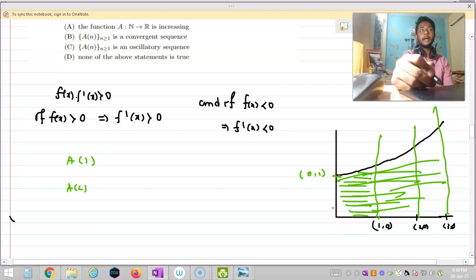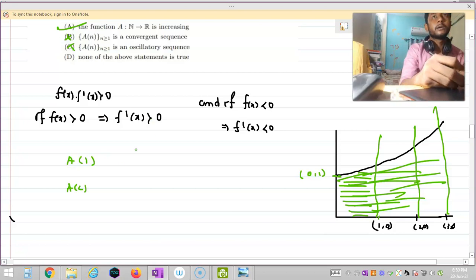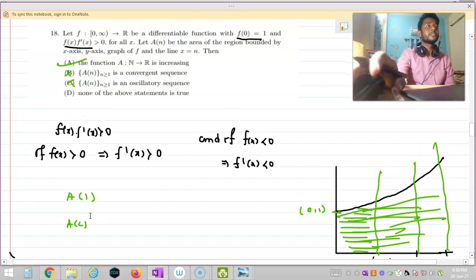You can easily feel that this is an increasing sequence which is unbounded above, so it cannot be convergent. So option B is not true. This is not oscillatory and it is increasing. So option A is our correct option. That's all about question number 18.